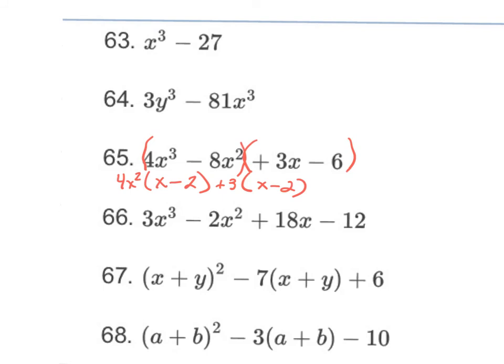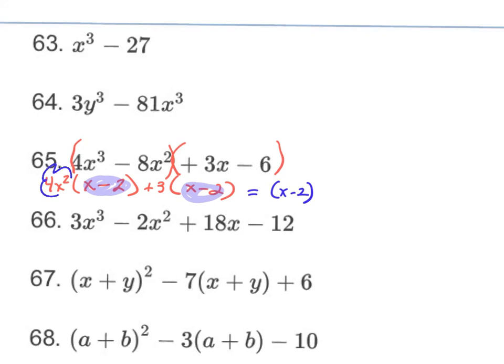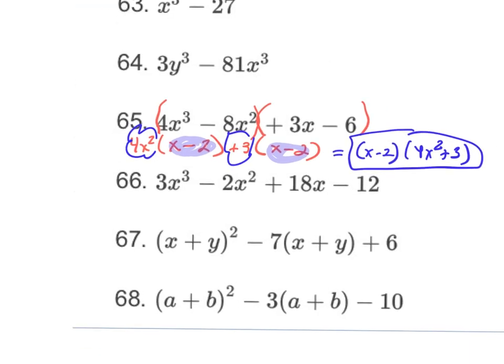So now I notice that I have the same parenthesis, so I'm going to write it one time out in front, just once, x minus 2, and then whatever's left over gets its own parenthesis. So we have 4x squared plus 3. And I look and I say, is this the difference of perfect squares or anything? It's not, so you are done. You don't have to do anything else.